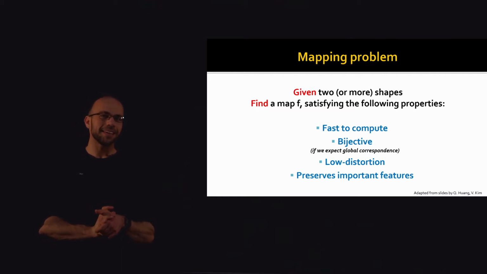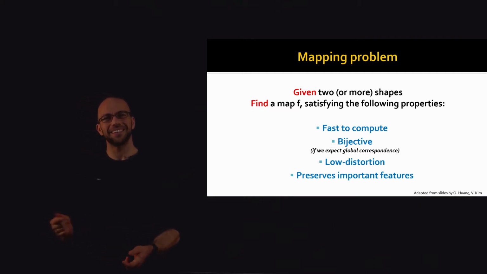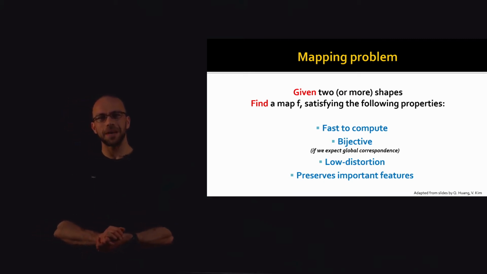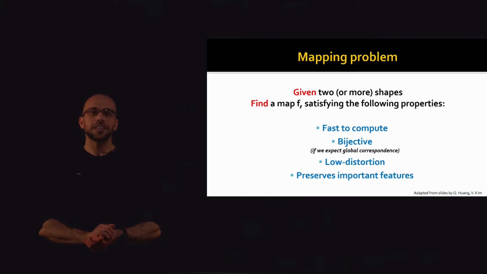So it might be that, if you just had an MRI for 40 minutes, you're happy to wait another 10 minutes for a good mapping rather than getting it instantly. Well, in some virtual reality application, that might be different. Oftentimes we want maps to be bijective or at least locally injective, especially if we're looking for a global mapping from one surface to another.